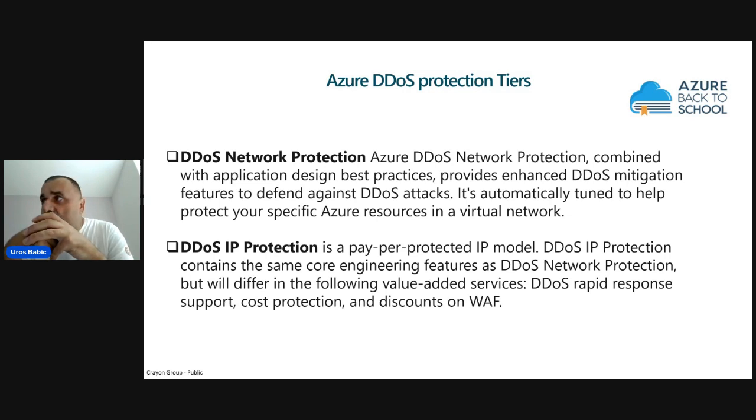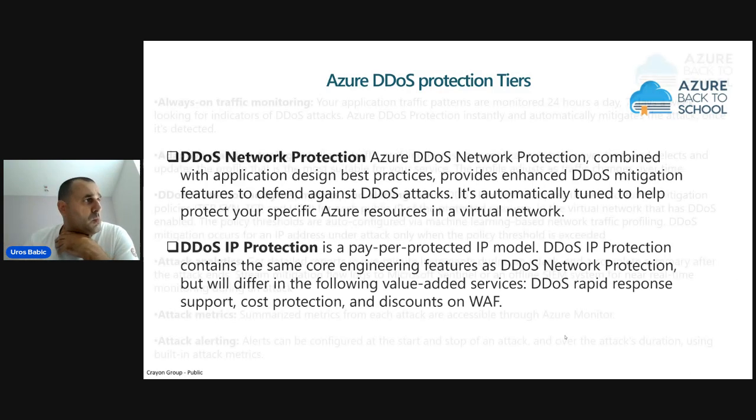DDoS IP protection is a per protected IP model, with DDoS rapid response support, cost protection, and discounts on the web application firewall. When I create and configure IP protection using Azure PowerShell, that is also a very good example of the DDoS IP protection tier.